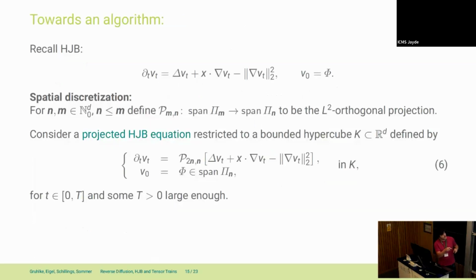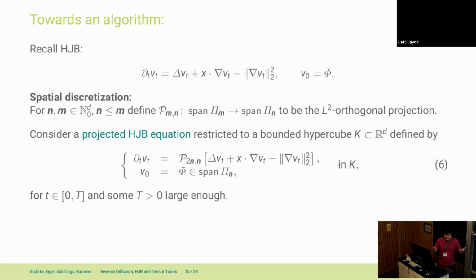So recall this Hamilton-Jacobi-Bellman equation. We now do some type of projection, because this operator here is a nonlinear one. If you start with polynomials, it will increase our polynomial degree. So we introduce some sort of projection to stay in our spatial discretization. And this we call the projected HJB equation.